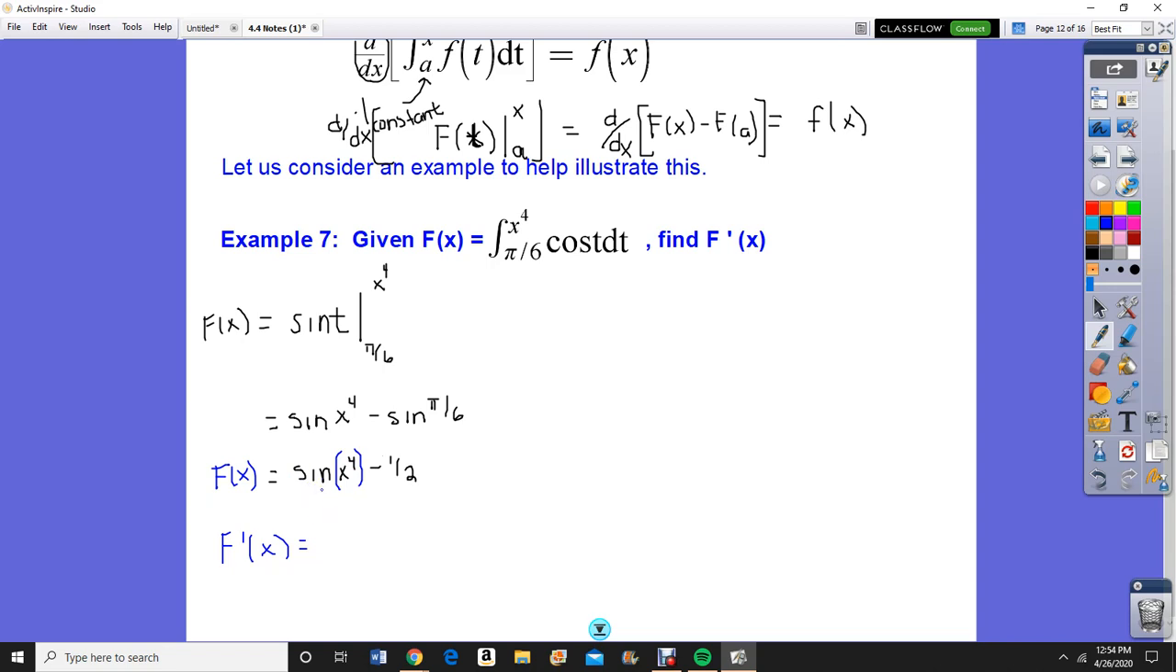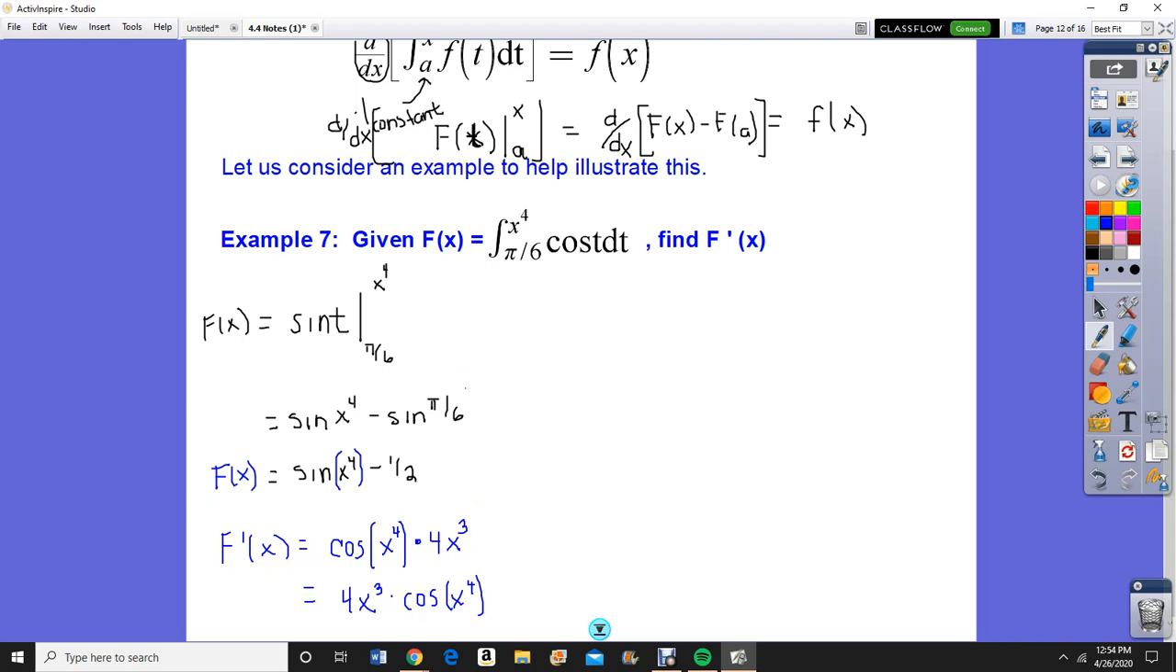We will differentiate the outer function first. The derivative of sine is cosine, and the angle stays the same. So that inner function stays the same. And then we would multiply by the derivative of this inner function. So the derivative of x to the 4th is 4x cubed. So our derivative is, rewriting it, 4x cubed in the front times cosine of x to the 4th power.